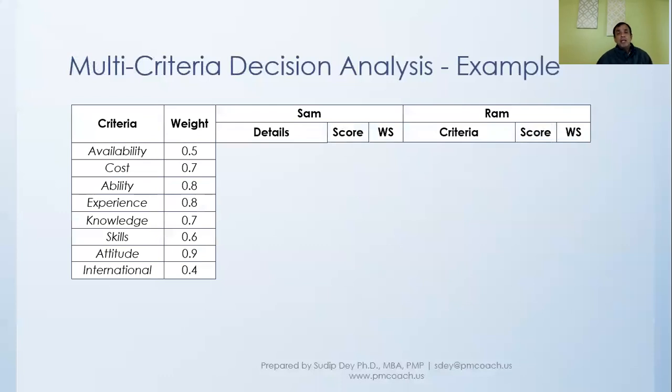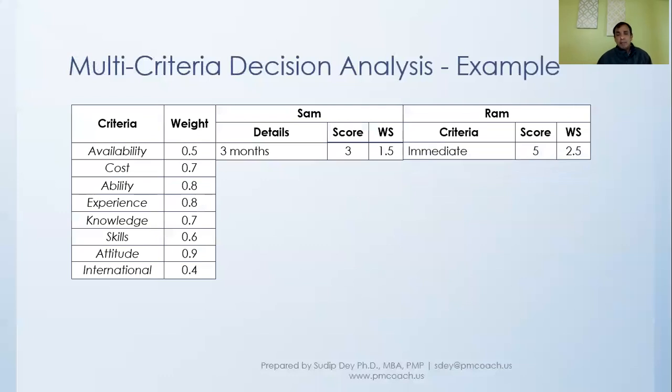So let's look first at availability. For availability, Sam is going to be available after 3 months. We need someone immediately, but this person is going to be available after 3 months. So we give a score of 3 out of 5, let's say. Our score scale can be anything, right? We have said 3 is medium, 5 is excellent, 1 is poor. This is the scale that we're using here. So we are giving a 3, and because the weight of the availability criteria is 0.5, the weighted score becomes 1.5.